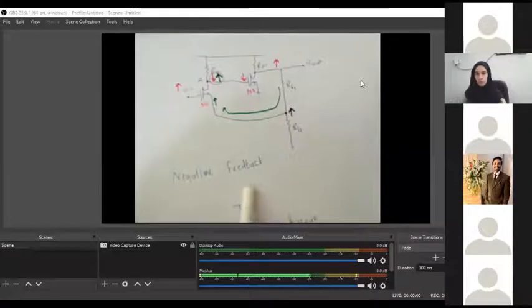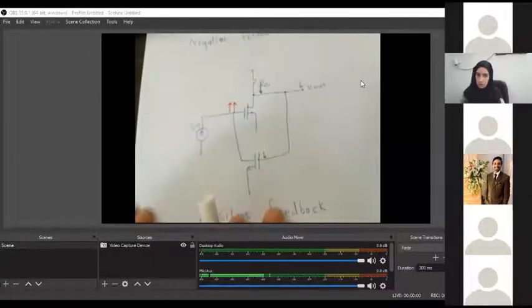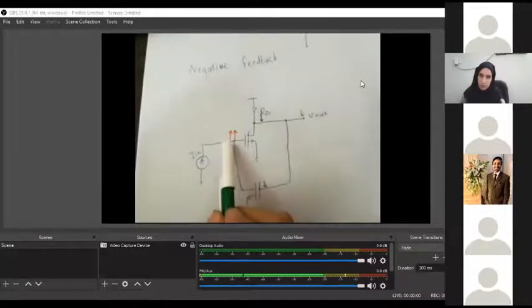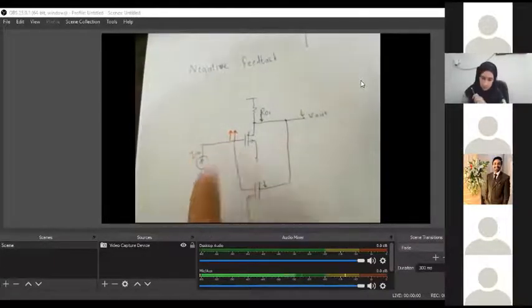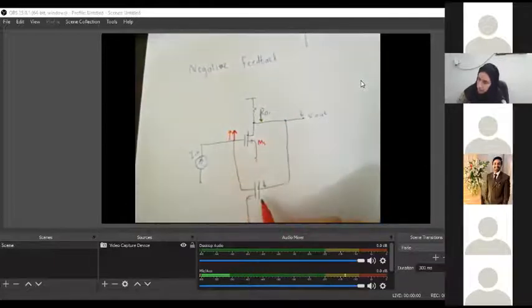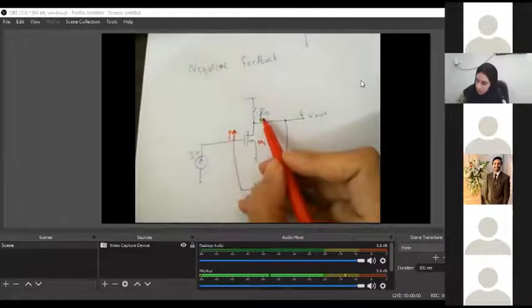Okay, now move to one more. Let's see what's happening. Now we have a current input here, but for simplicity we can assume that it can be a voltage as well, because there can be any impedance at this node. So, let's use the color red at this moment. If the input is increased, the gate of M1 is increased. This is M2. What's going to happen to the drain side of it? It's going to go down.